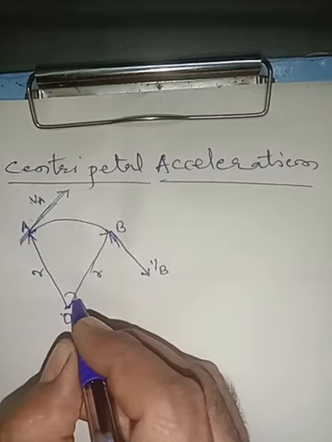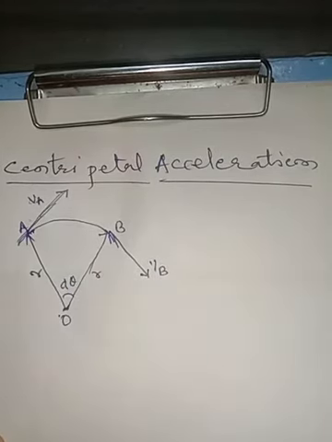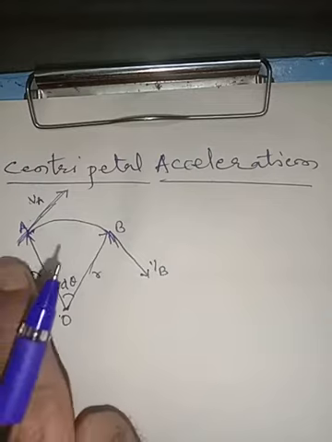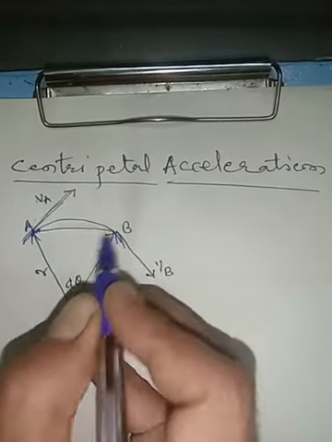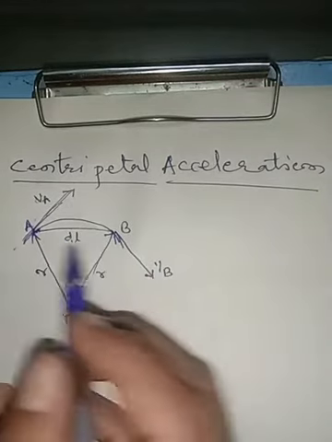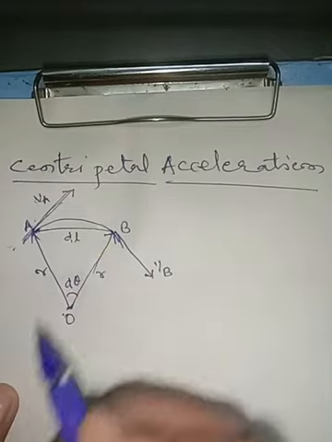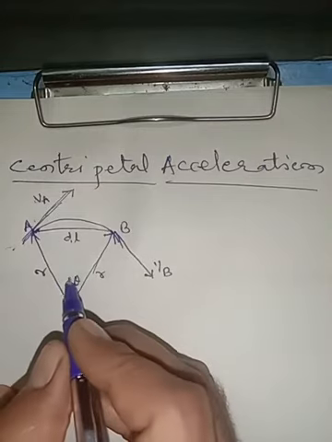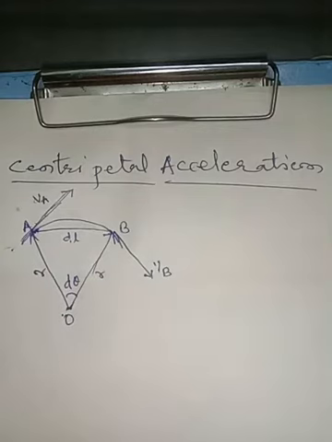We will consider that d theta is the angle subtended by the particle from A to B, and this distance A to B is a small distance dl. This dl is the path or distance traveled by the particle from A to B. Now we have to calculate the centripetal acceleration when the particle is moving from A to B.